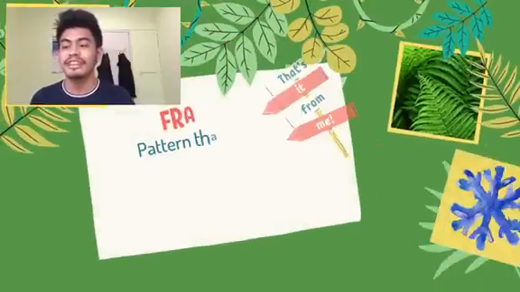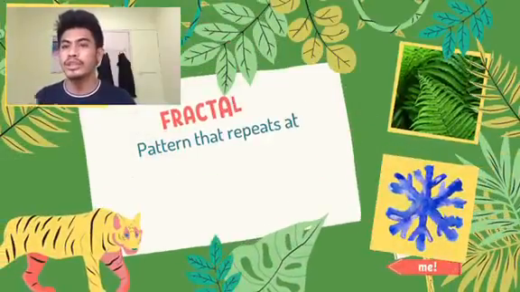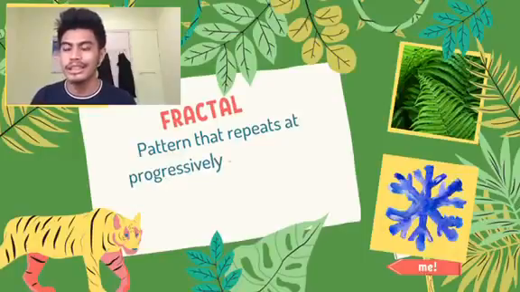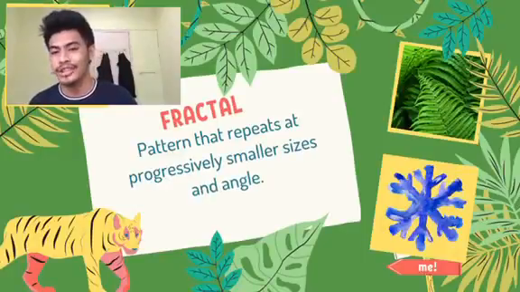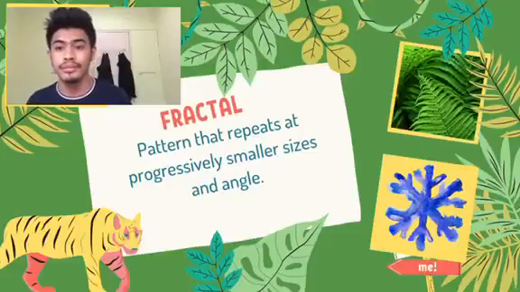The second most common pattern in nature is a fractal. It is a pattern which repeats at progressively smaller sizes and angles. For example, Pascal's triangle, or a fern, and a snowflake.